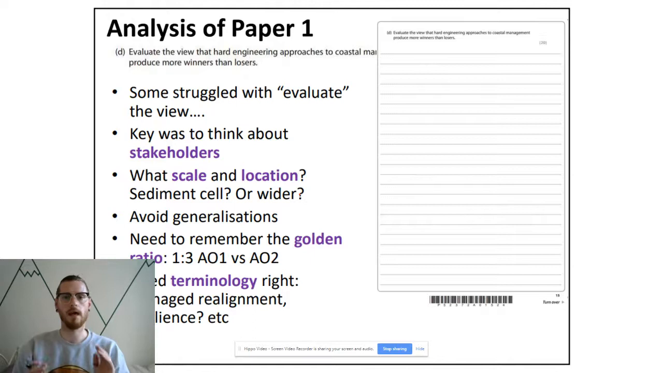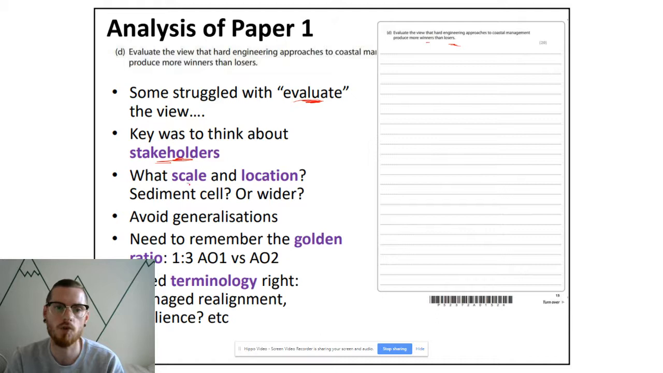Okay, we're nearly there. We're on to the last bit of this walkthrough, which is our 20 markers. Okay, quickly, this is taken from the exam board. The 20 marker here was: evaluate the view that hard engineering approaches to coastal management produce more winners than losers. Okay, so we've got some struggled with evaluate, okay, in general. Key here, especially in a question where it talks about winners and losers, is you need to refer to stakeholders and players, a range of them.